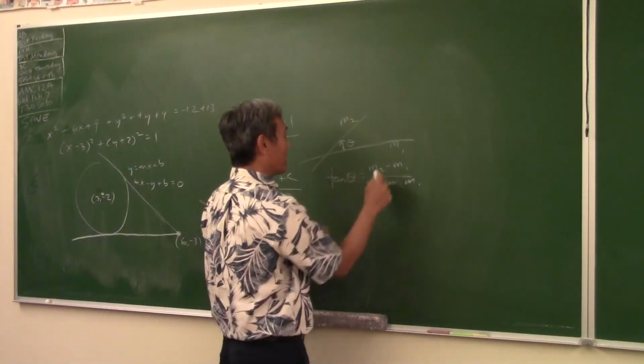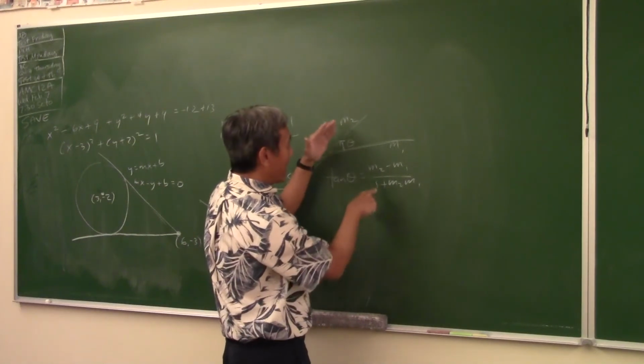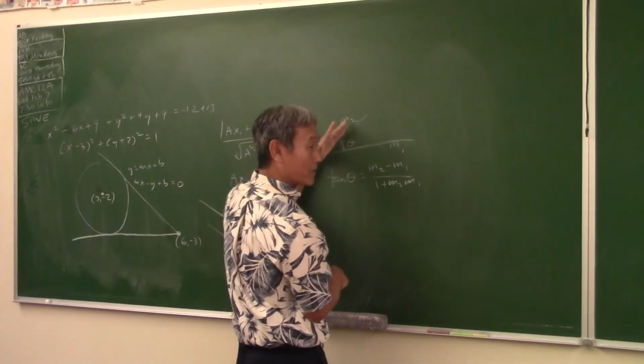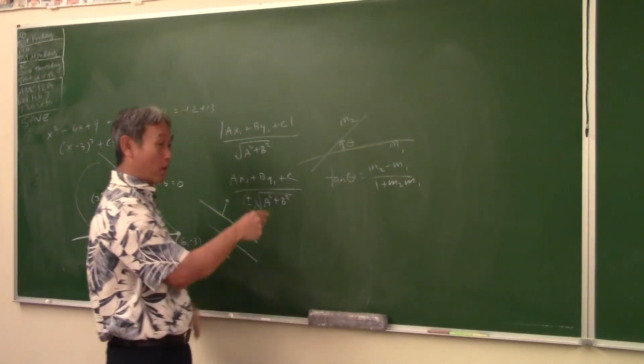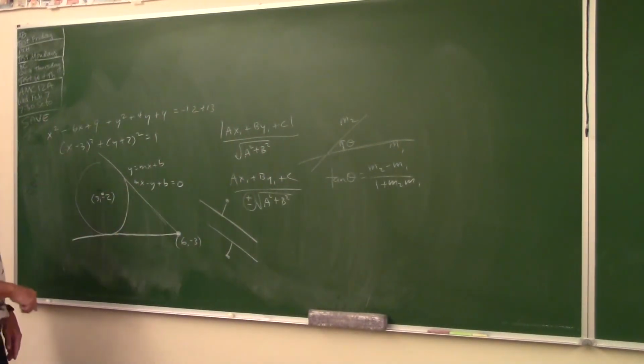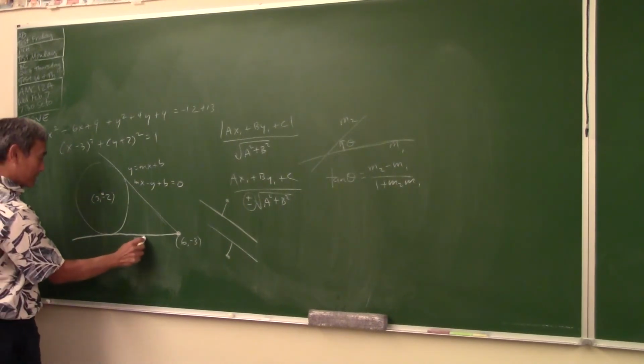M1 is the slope of the initial side of the angle. M2 is the slope of the terminal side of the angle. And that's when you measure it counterclockwise. See, that's why these things are tough. Okay, so the slope of this is 0.